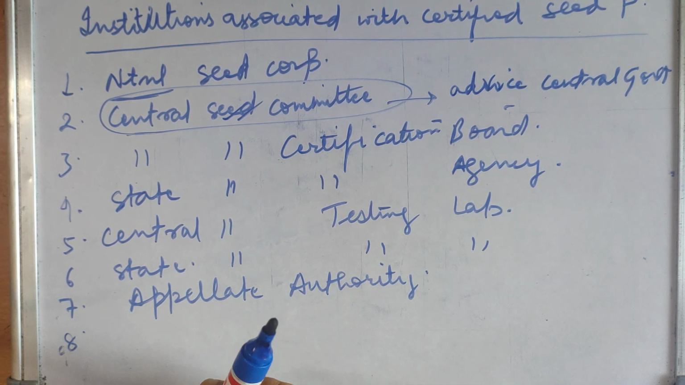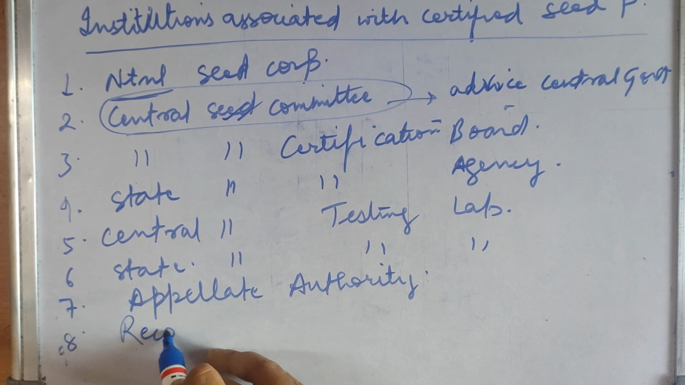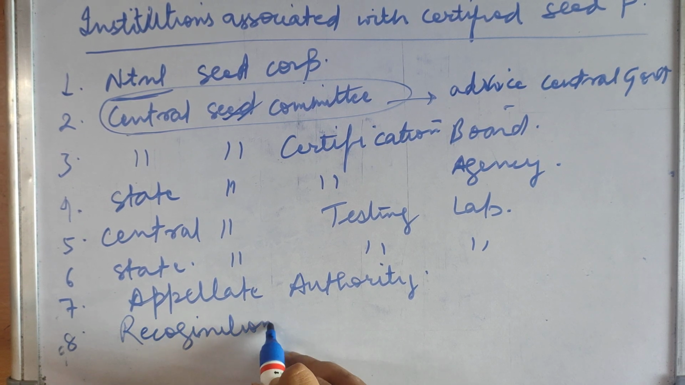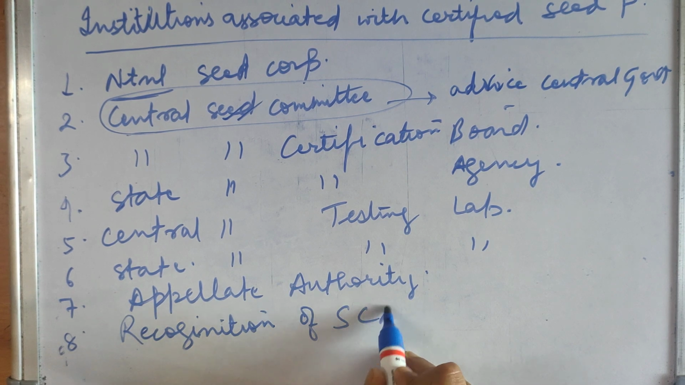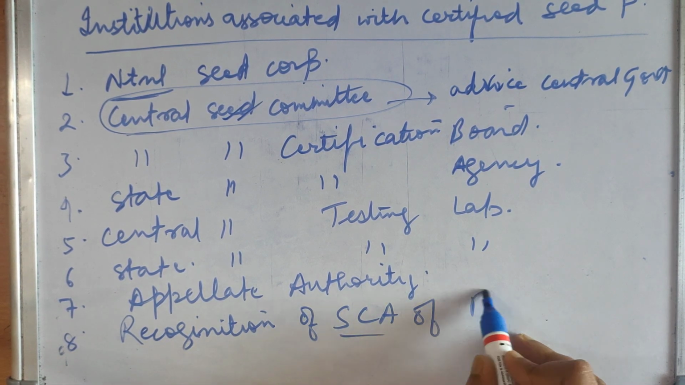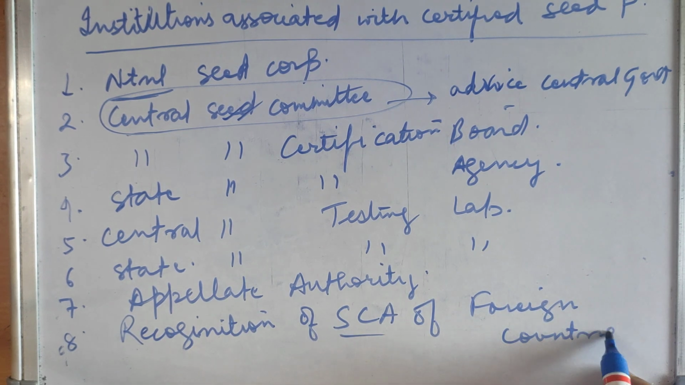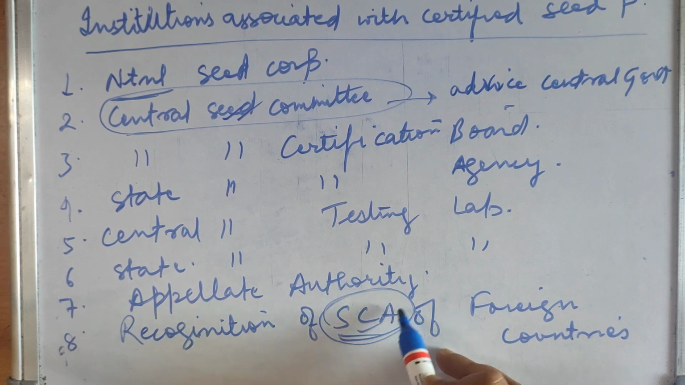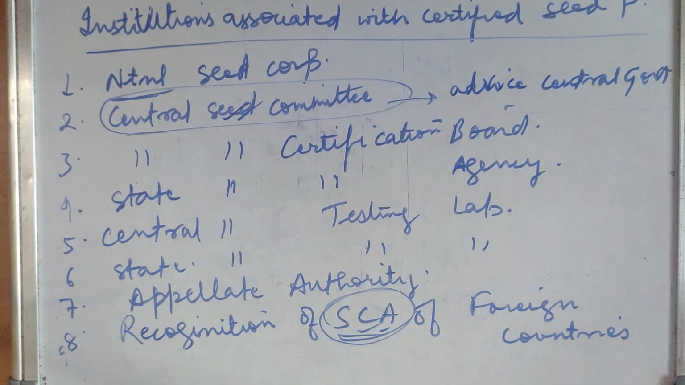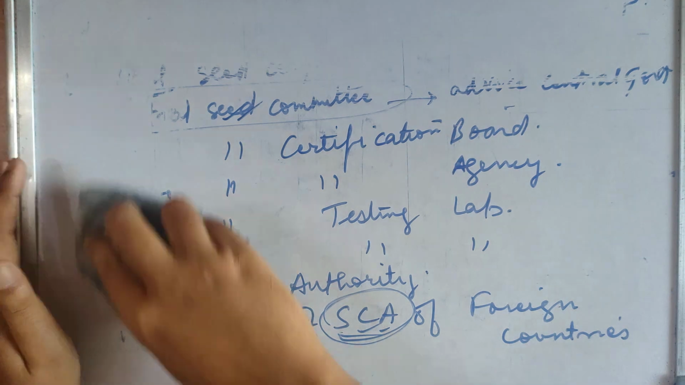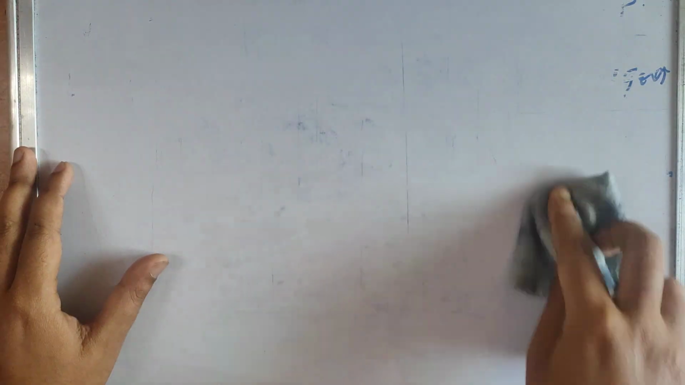Recognition of SCA for foreign countries. Seed certification agencies of foreign countries. Recognition of SCA, that is seed certification agencies of foreign countries, because we import and export seed, so the certification of these foreign countries we need to accept or not, so we need to recognize like that. So these are the institutions involved with or associated with seed certification, or certified seed production.